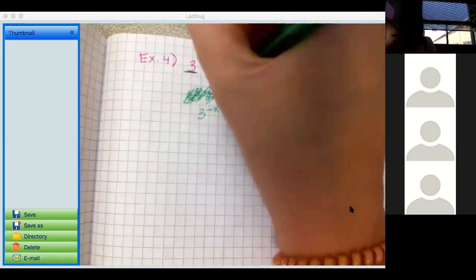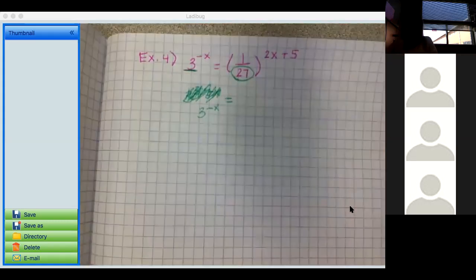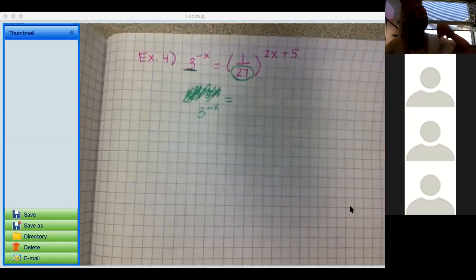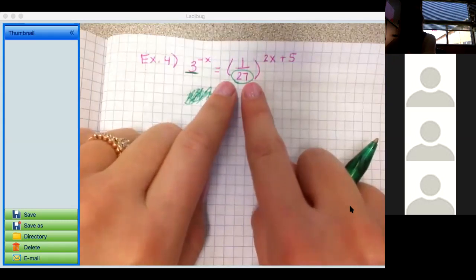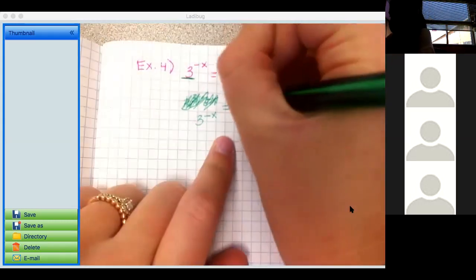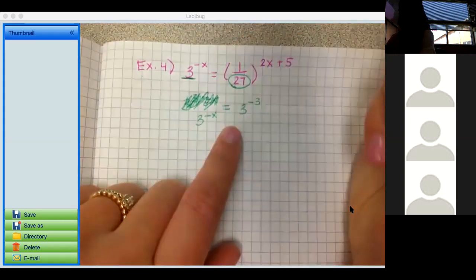What did you say we could write 27 as, Grace? 3 to the 3rd. But where do you guys see the 27 is at? Denominator, not bottom, denominator. If it's in the denominator, it's not 3 to the 3rd, it's 3 to the -3rd. Do you guys remember that? If it's a negative exponent, that's when it moves to the denominator. So if the 27 is in the denominator, this would be 3 to the -3rd. Very good. 3 to the -3rd.